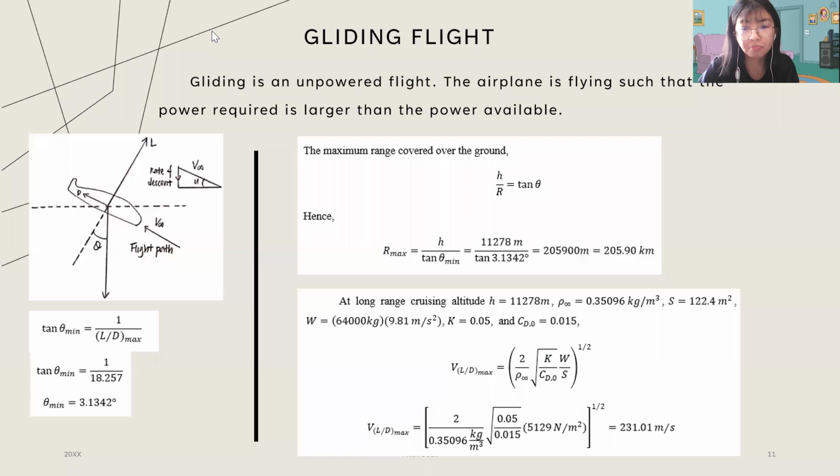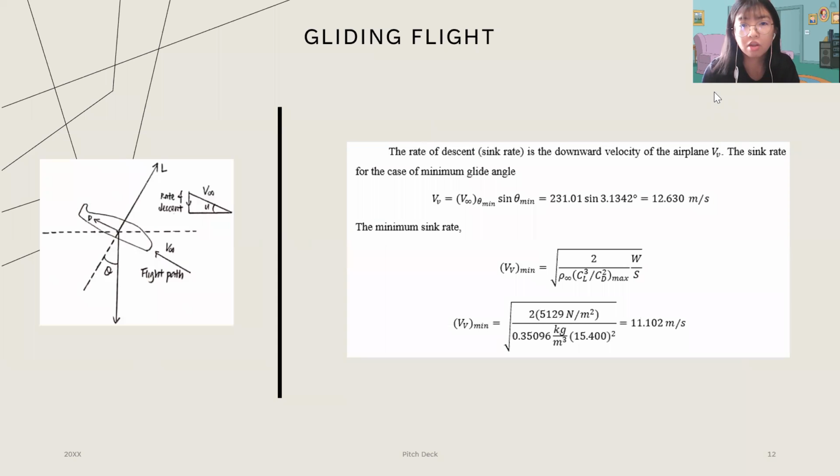450 meters per second. What is gliding flight? Gliding is an unpowered flight. The airplane is flying such that the power required is larger than the power available. The minimum angle of the gliding flight of our aircraft is around 3 degrees. So the maximum range for our flight to glide is around 20 kilometers. The velocity at this maximum range is about 230 meters per second.